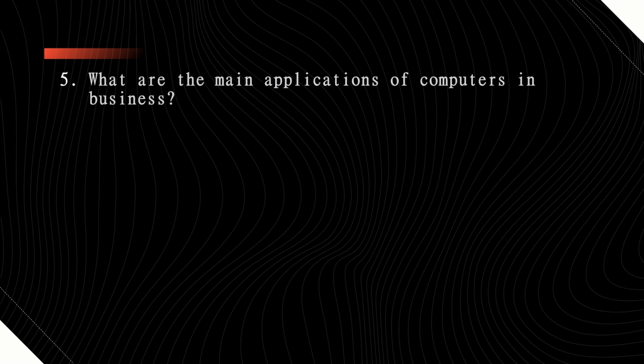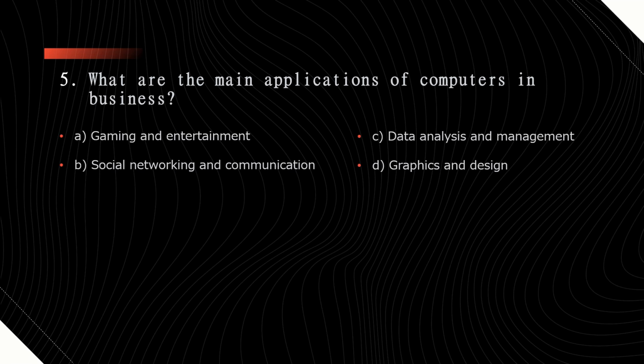What are the main applications of computers in business? Options: A. Gaming and entertainment, B. Social networking and communication, C. Data analysis and management, D. Graphics and design. Answer: C. Data analysis and management. Computers are widely used in business for data analysis, managing inventories, processing transactions, and financial modeling.